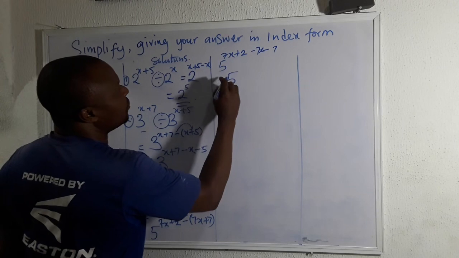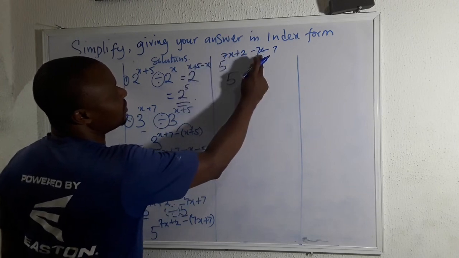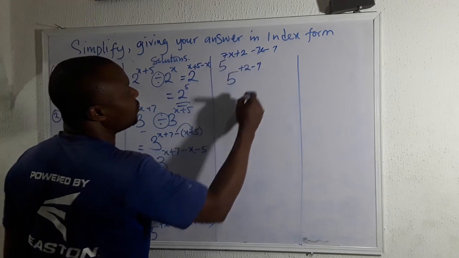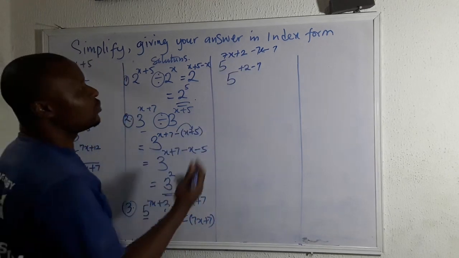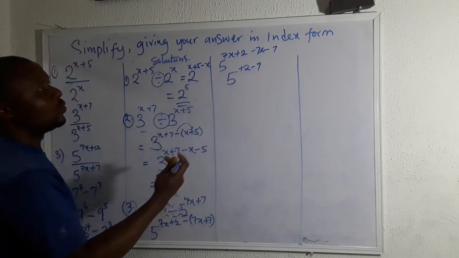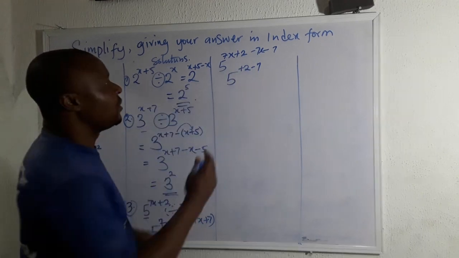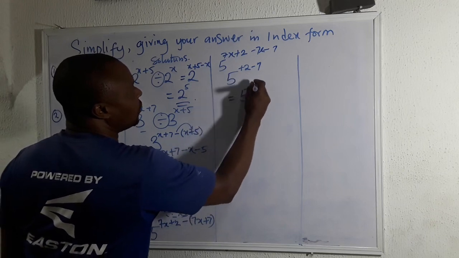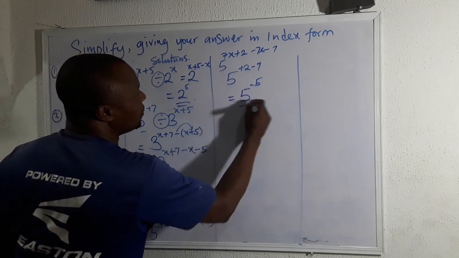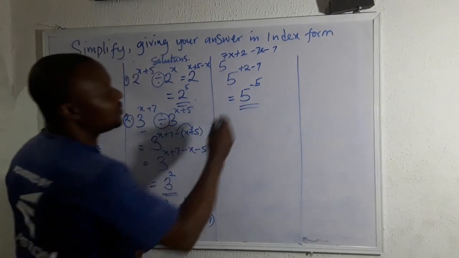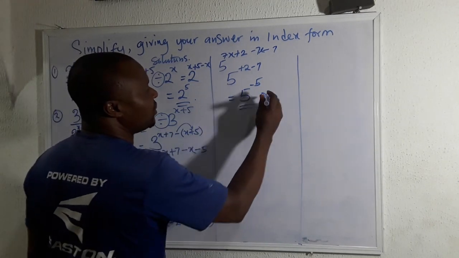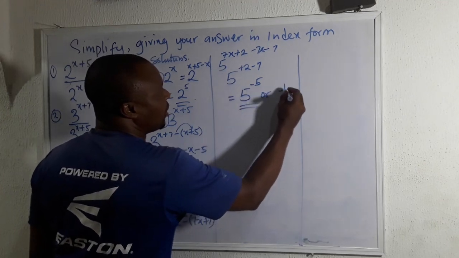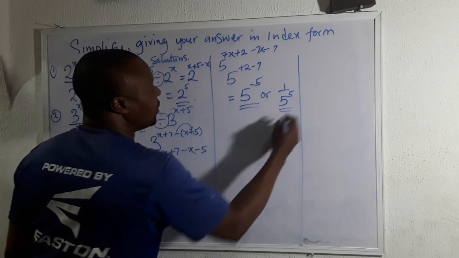So what we have here, we just simplify this. We have 5 raised to power 7x minus 7x, which is 0. Now we have plus 2 minus 7. What will that give us? You have 2, you are owing 7. So when you pay, you are still owing 5. So that will give us 5 raised to power minus 5. Okay, so this is it. Or, using one of the laws of indices, we can rewrite this as 1 over 5 raised to power 5.